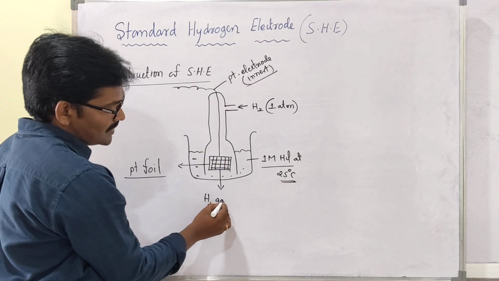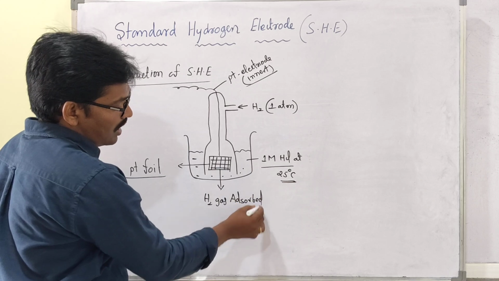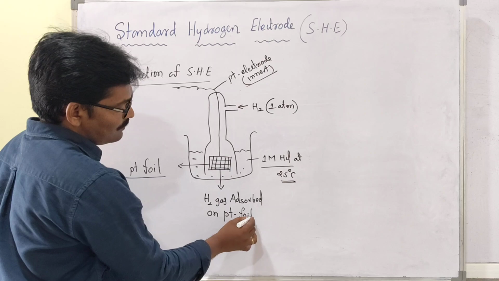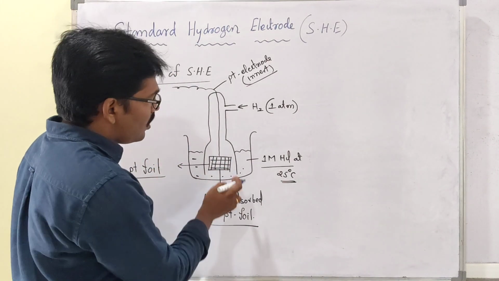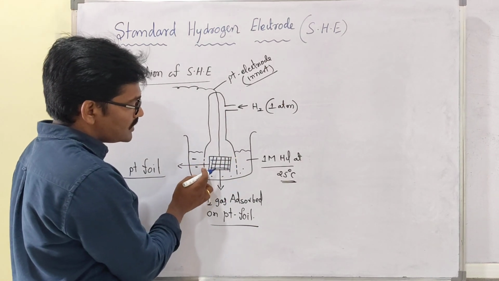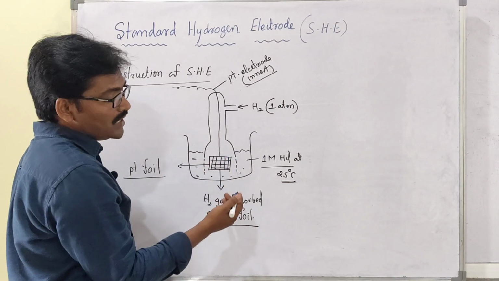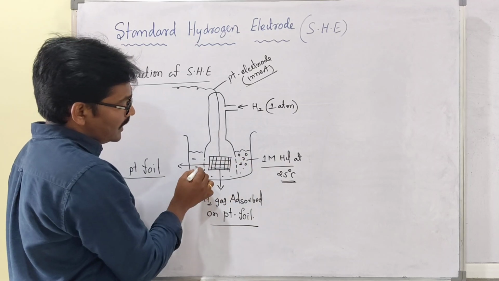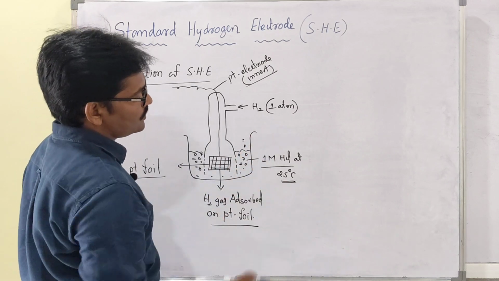H2 gas adsorbed on platinum foil, adsorption. Okay, clear? Now, not all the platinum and not all the hydrogen gas adsorbs on it. Some extent of hydrogen gas, in case it is there, will evolve as bubbles like this.